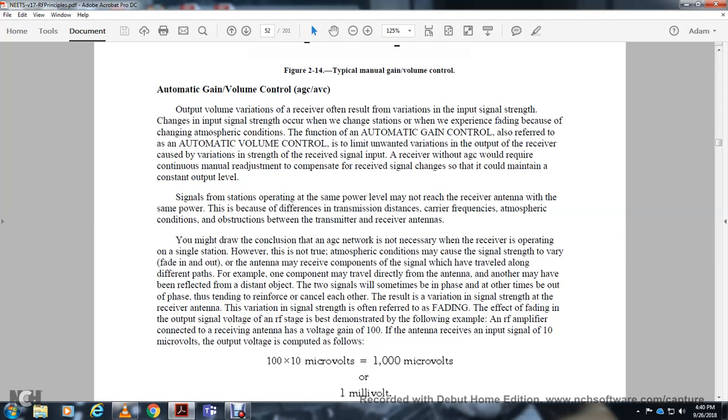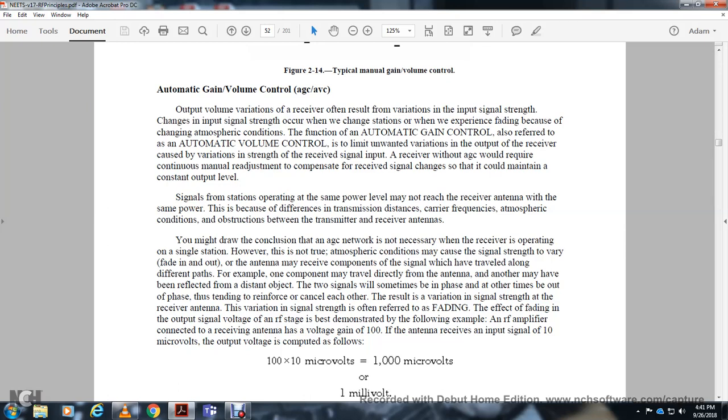These make up the signal strength fading in and out, because the antenna may receive components of the signal which have traveled along different paths. For example, one component may travel directly to the antenna while another may have been reflected from a distant object. Two signals sometimes are in favor of each other, and sometimes out of favor, tending to reinforce or cancel each other out. The resulting variation in signal strength at the receiver antenna is often referred to as fading.